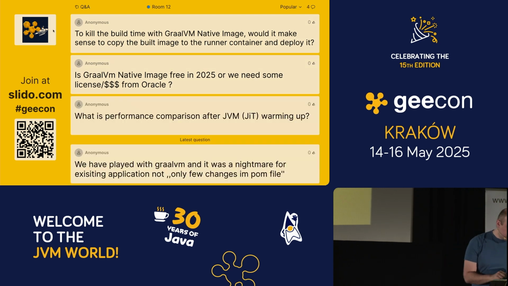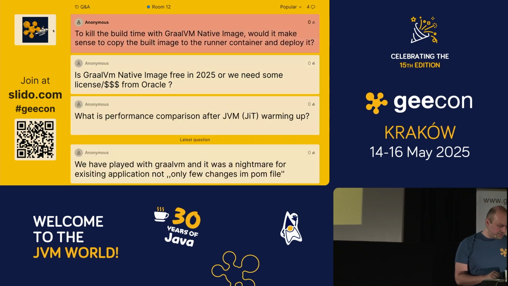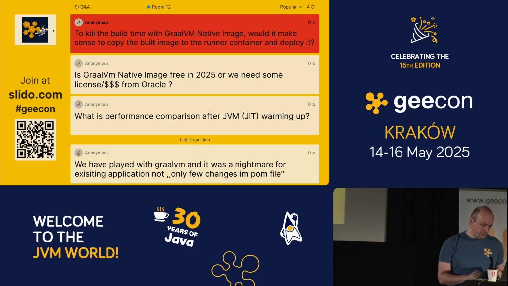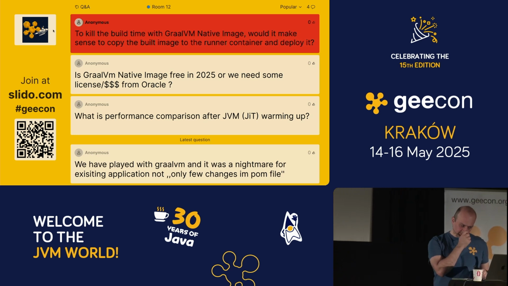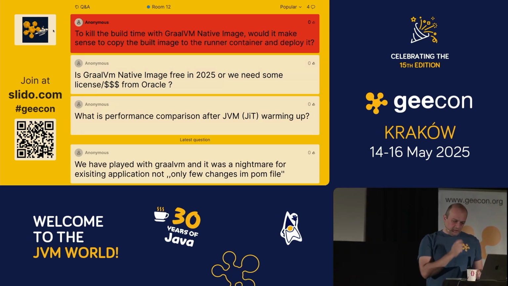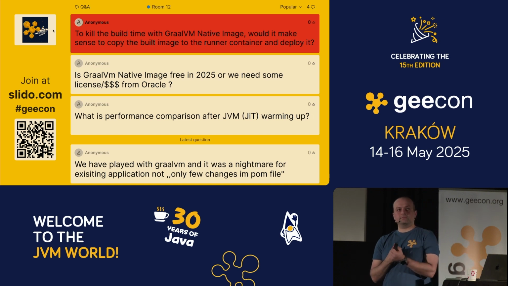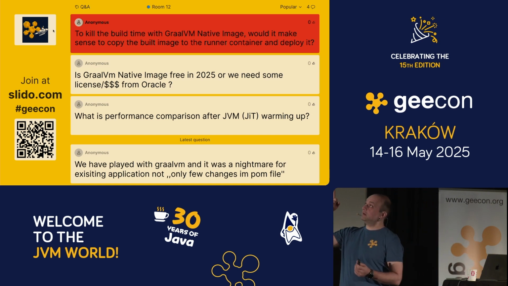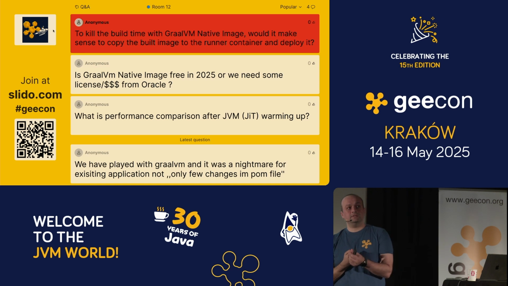To cut the build time with GraalVM native image, would it make sense to copy the built image to the runner container and deploy it? I'm not sure. Comment number 1: there are some really good GraalVM people here, so find them at the conference and talk to them as well.